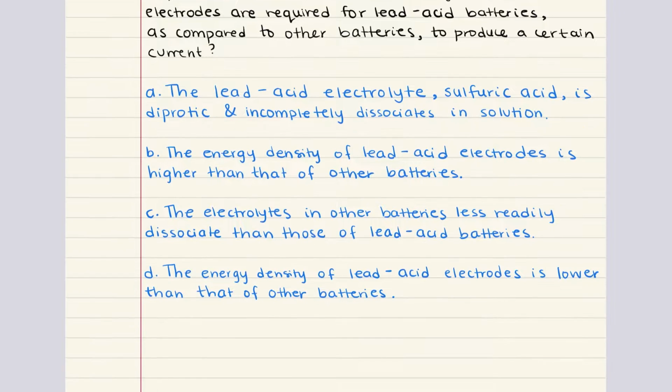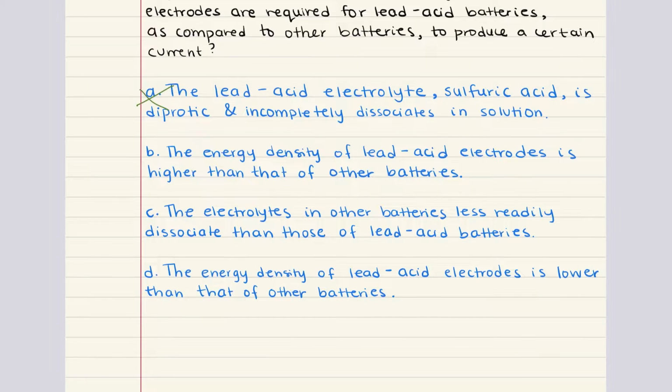Answer choice A says the lead-acid electrolyte, sulfuric acid, is diprotic and incompletely dissociates in solution. Now, this statement about sulfuric acid being diprotic and its dissociation is true, but it's not directly related to the need for a larger mass of electrodes. The dissociation of the electrolyte does not significantly affect the mass of the electrodes required. So answer choice A is really not a good answer.